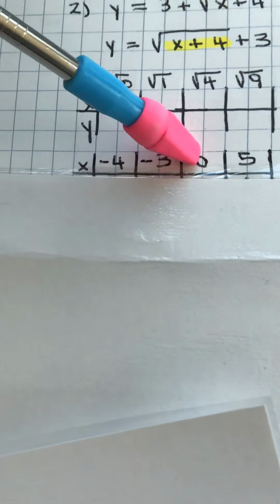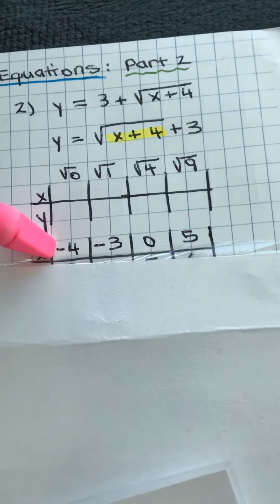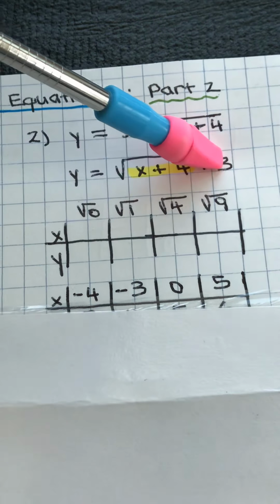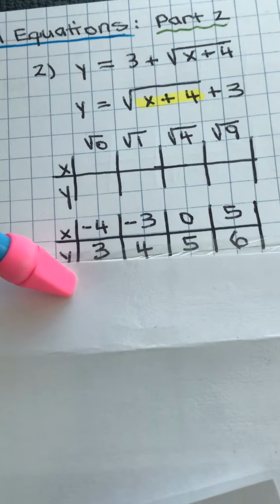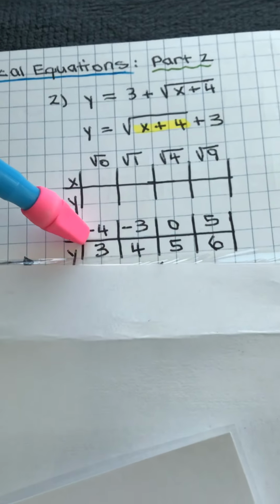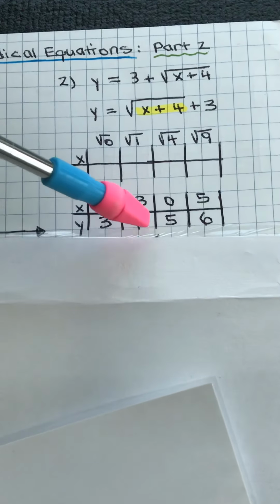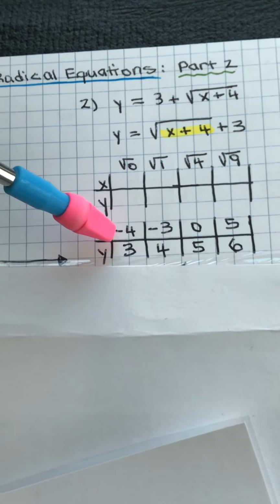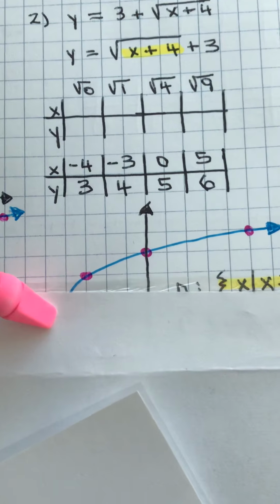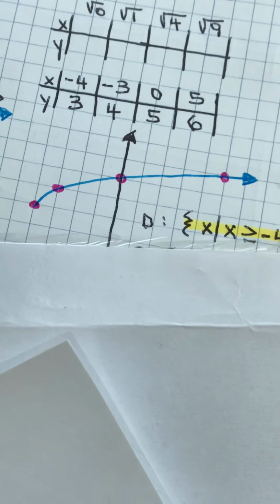Let's take each of these x values and put them into my original equation. Negative 4 plus 4 is 0. The square root of 0 is 0, plus 3 is 3. So here's my 3. I'm just going to uncover all of these. Here's my new table. I think you guys get the idea, so I'm not going to share with you how I got all of these numbers. If you don't understand, you can email me. I take this x, y table of values, I graph it. And here's my graph. And again, my domain and range.